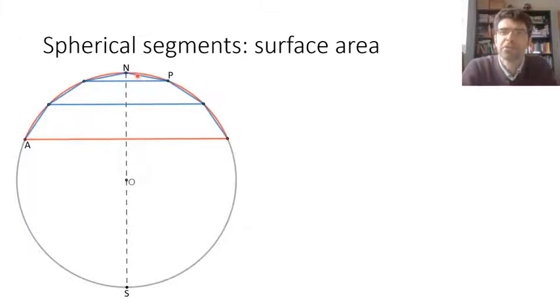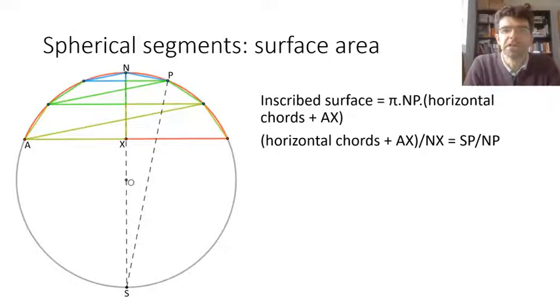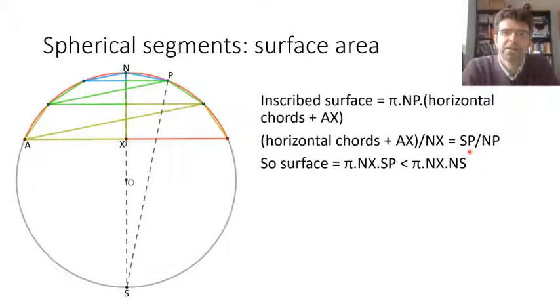And what we find is that the total surface area of the inscribed shape will be pi times the side length times the sum of these horizontal chords just using half of the base. And to work out that sum, we introduce a zigzag of similar triangles to see that those horizontal chords and half the base are to the height of the segment as SP is to NP. So that means that the inscribed surface area is pi times the height of the segment times PS, in other words, just a little bit less than pi times the height times the diameter of the sphere.